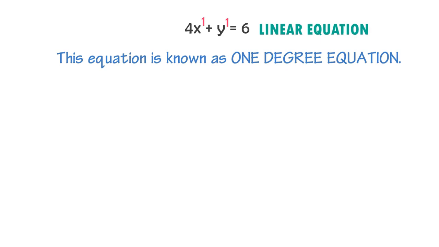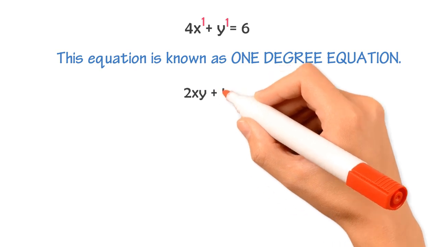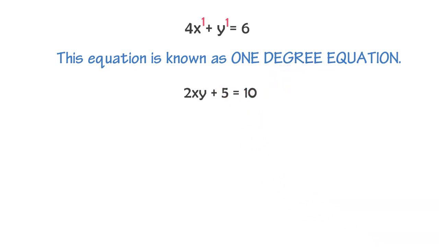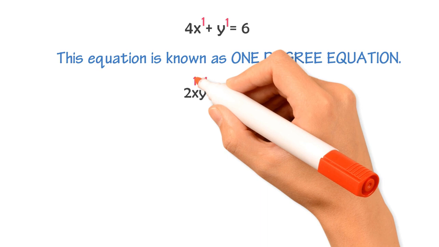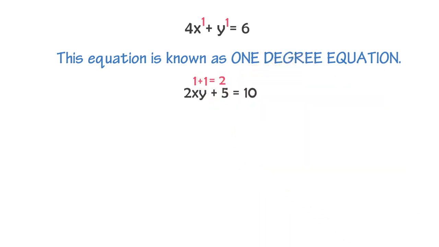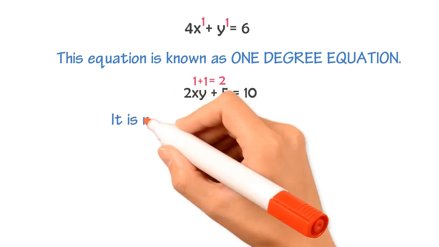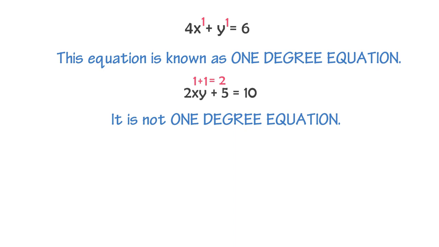Let me give you another example. 2xy plus 5 is equal to 10. This equation has also three terms: 2xy, 5 and 10. The term 2xy is considered as one term. The power of x is 1 and the power of y is also 1. Hence 1 plus 1 is equal to 2. Thus the highest power of this equation is 2. Therefore it is not a one degree equation. Hence it is also not a linear equation.